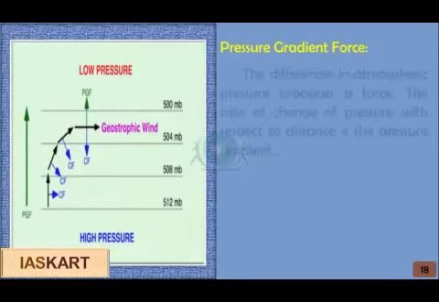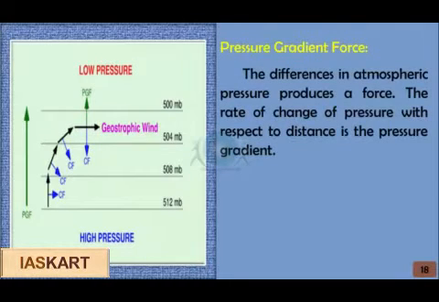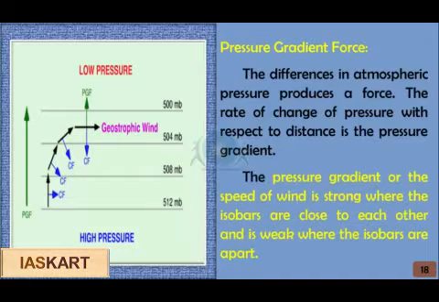Pressure gradient force. The differences in atmospheric pressure produce a force. The rate of change of pressure with respect to the distance is the pressure gradient. The pressure gradient, or the speed of wind, is strong where the isobars are close to each other and is weak where the isobars are apart.